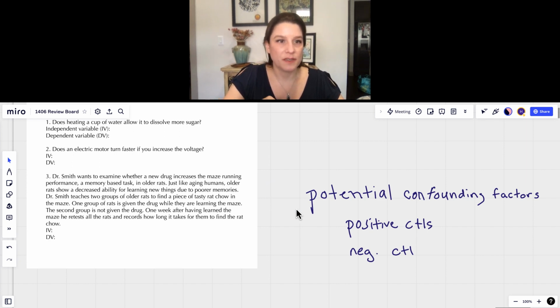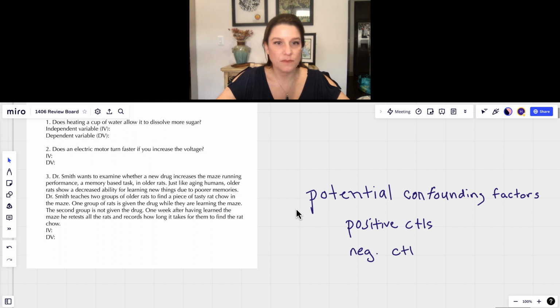So we have whether a new drug increases, I guess this is in rats, running performance in a memory-based task in older rats. Just like aging humans, rats show a decreased ability for learning new things due to poor memories. Dr. Smith teaches two groups of older rats to find a piece of rat chow in the maze. One group is given the drugs while they're learning, the other group is not. One week after having learned the maze, he retests all the rats and records how long it takes them to find the rat chow. So I think this one's the easiest thing is to say, like, first, what's the data?